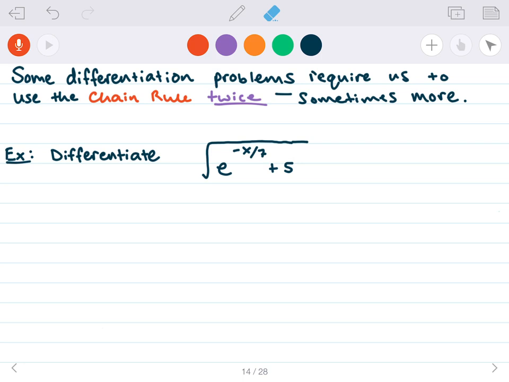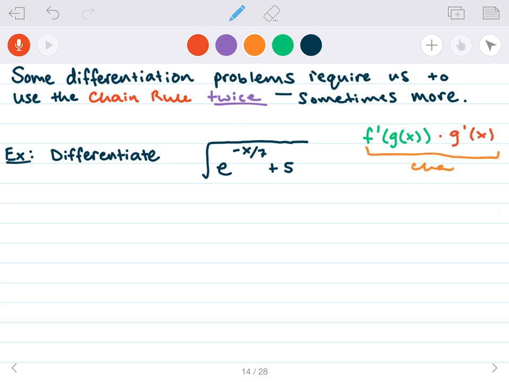Hey guys, so I want to go ahead and do some more complicated examples where we have to use the chain rule more than once. So, okay, as we already saw, the chain rule tells us that the derivative is just going to be f prime of g of x times g prime of x. So this was our chain rule.